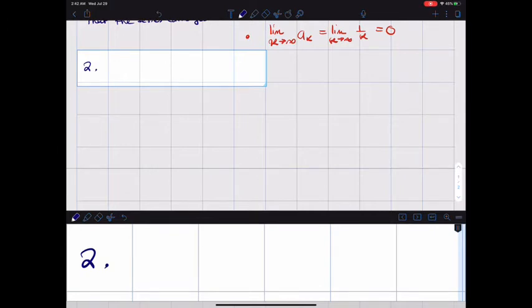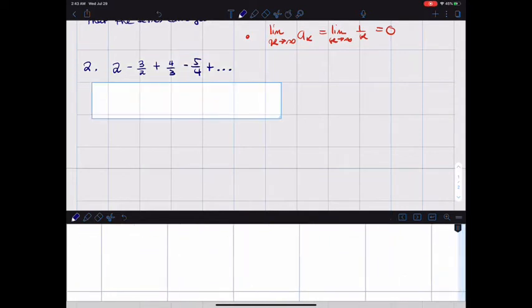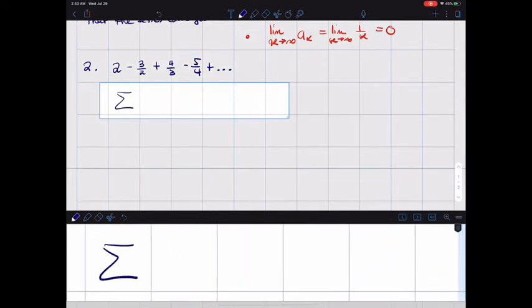Let's try this limit: 2 minus 3 over 2 plus 4 over 3 minus 5 over 4. So let's write it as a series. This is summation k from 0 to infinity, or let's do k from 1 to infinity. If we need to rewrite it, we rewrite it.